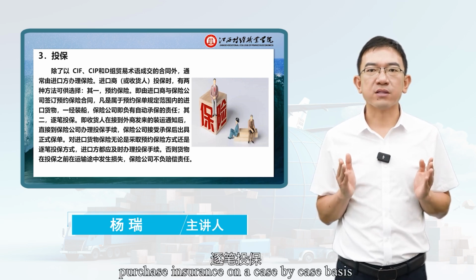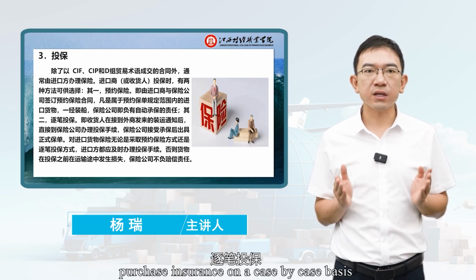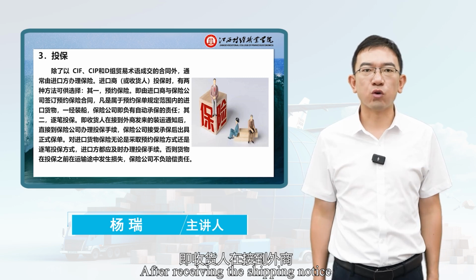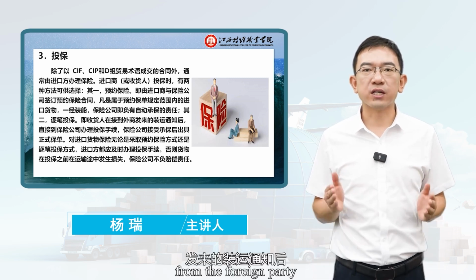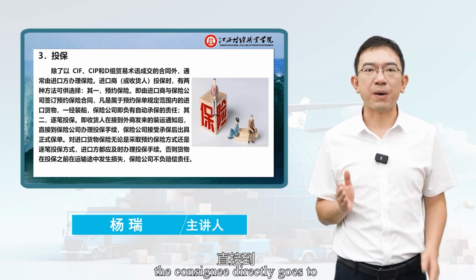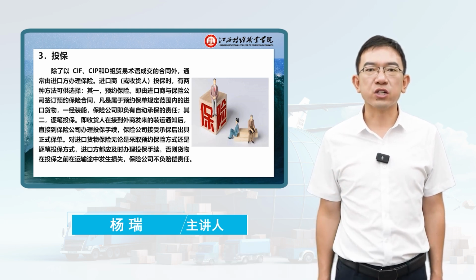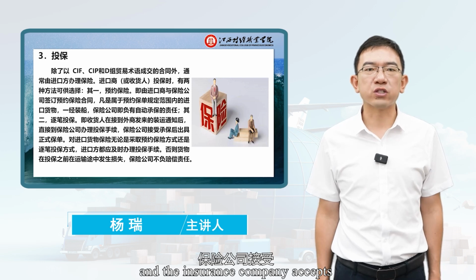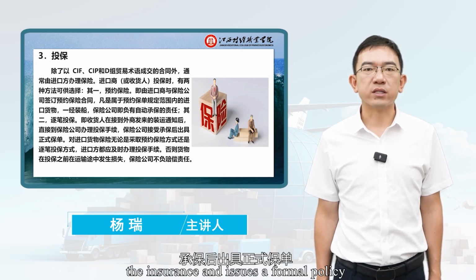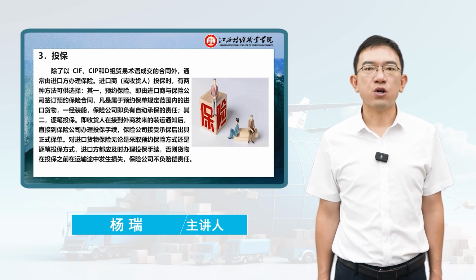Secondly, purchase insurance on a case-by-case basis. After receiving the shipping notice from the foreign party, the consignee directly goes to the insurance company to handle the insurance procedures, and the insurance company accepts the insurance and issues a formal policy.